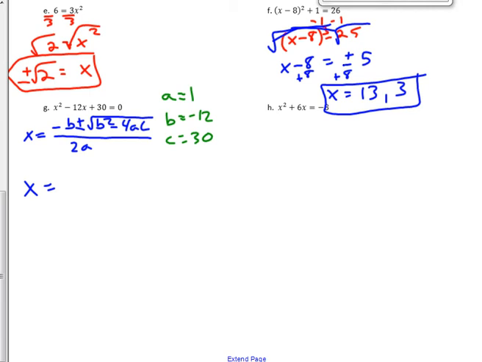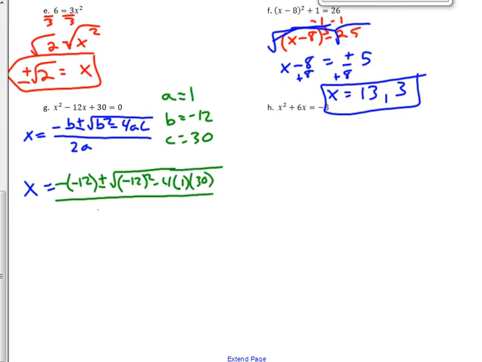I've got a is equal to 1, but I've got negative b, which is negative of negative 12, plus or minus the square root of b squared, which is negative 12 squared, minus 4 times a, which is 1, times c, which is 30, all divided by 2 times a, which is 1.